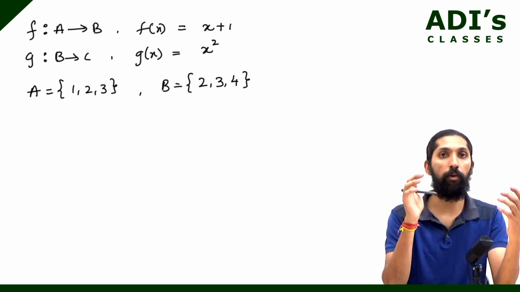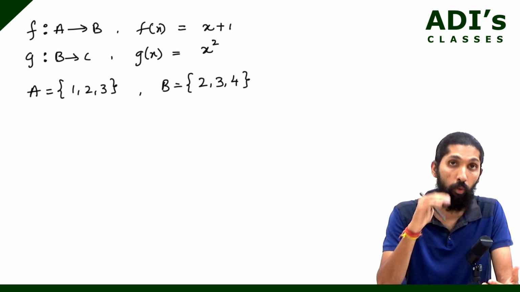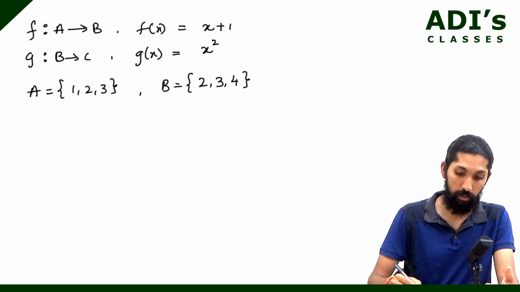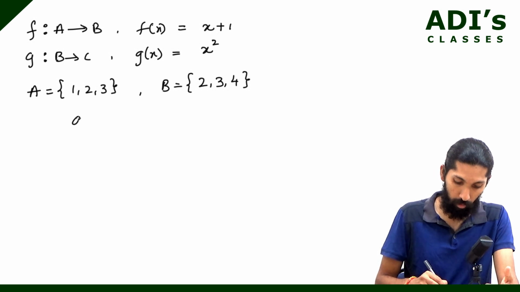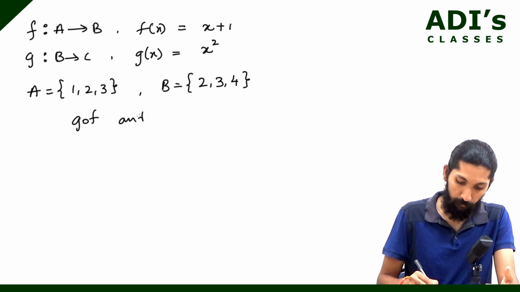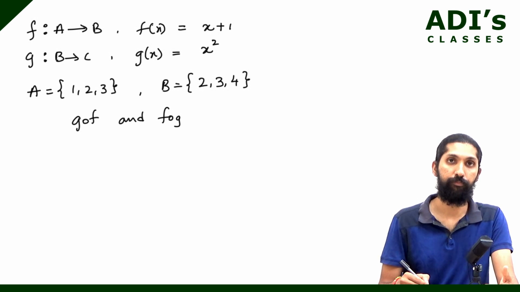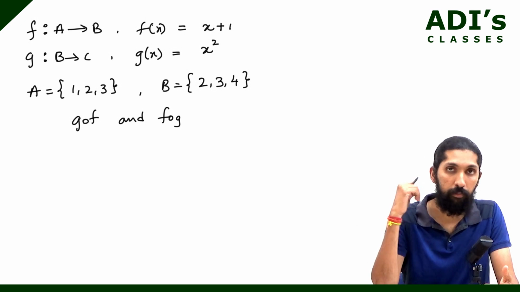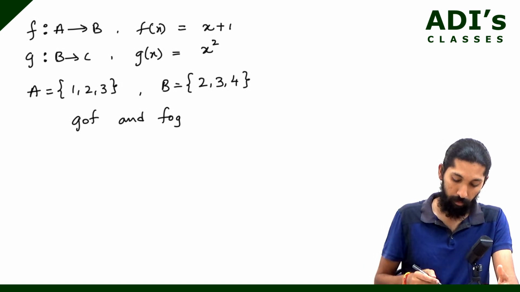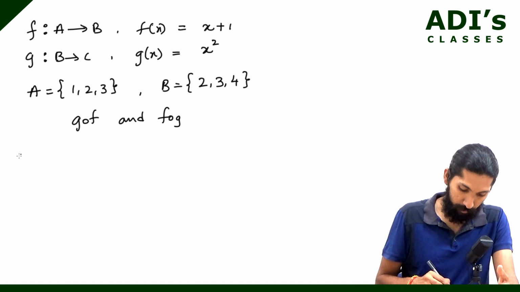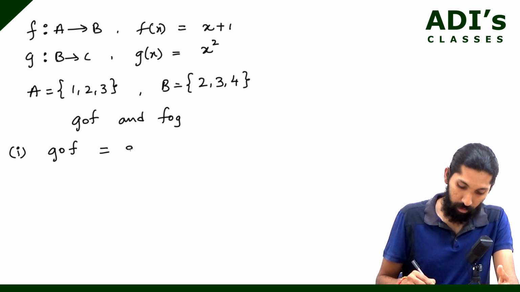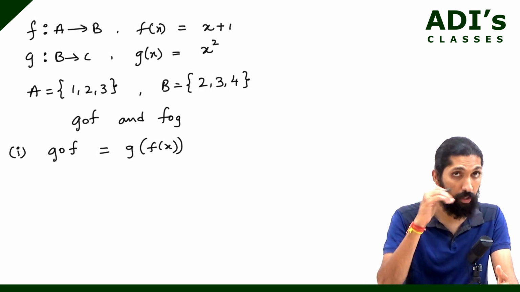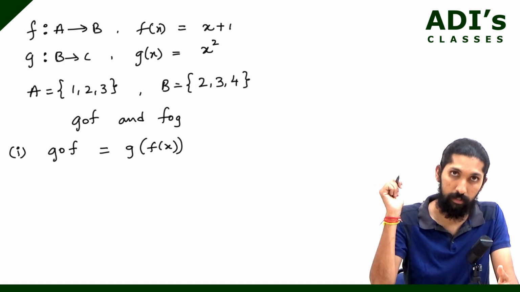The first way is the algebraic way where we take GOF. My question is, find both GOF and FOG. Find both of them. Now the first part is GOF. We'll do the algebraic method, which is very, very easy. When you do GOF, this is g of f of x, correct? G of f of x.